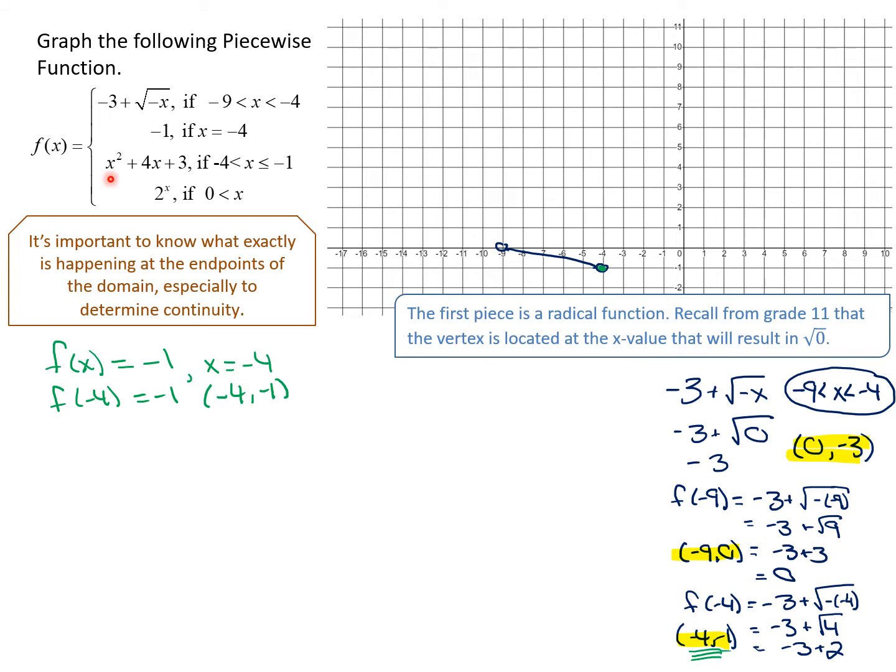This is a parabola, x squared plus 4x plus 3. And we're going to draw a parabola, but we're only going to put it in between -4 and -1. That's where the parabola exists, only in this section.